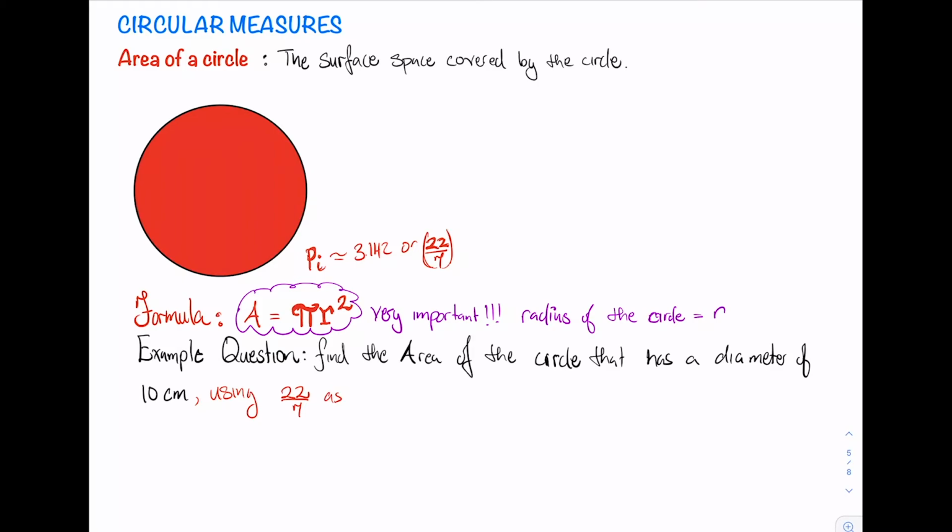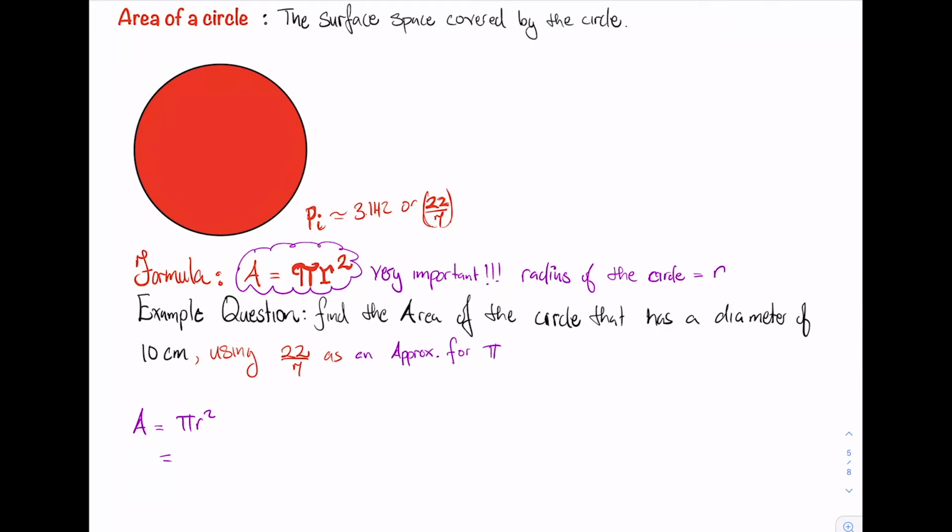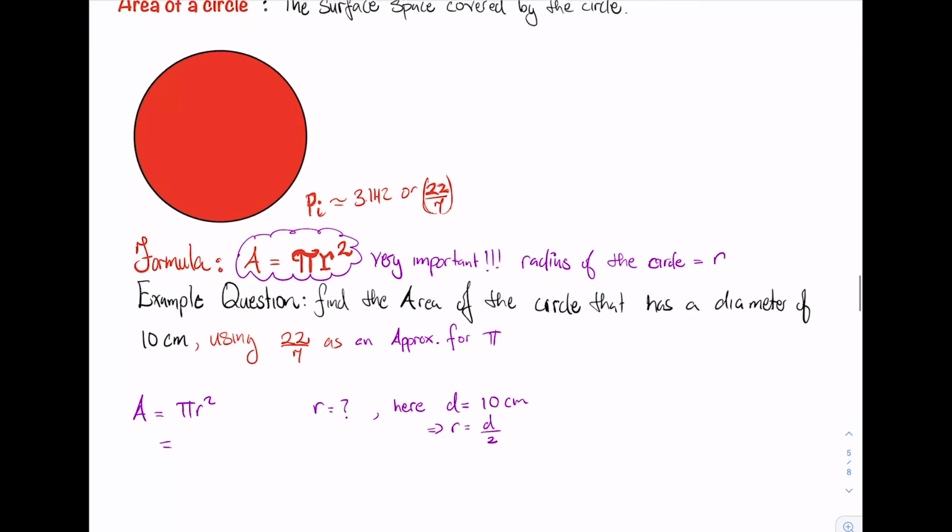So let's look at an example question here. It says, find the area of the circle that has a diameter of 10 cm, using 22/7 as an approximation for pi. So here, I'll say A is equal to pi r squared as per usual, but we do not know what our radius is. We have to figure out our radius. So here, diameter is equal to 10 cm. If we know our diameter, then we know that our radius is equal to diameter divided by 2, which means here our radius is equal to 5 cm.